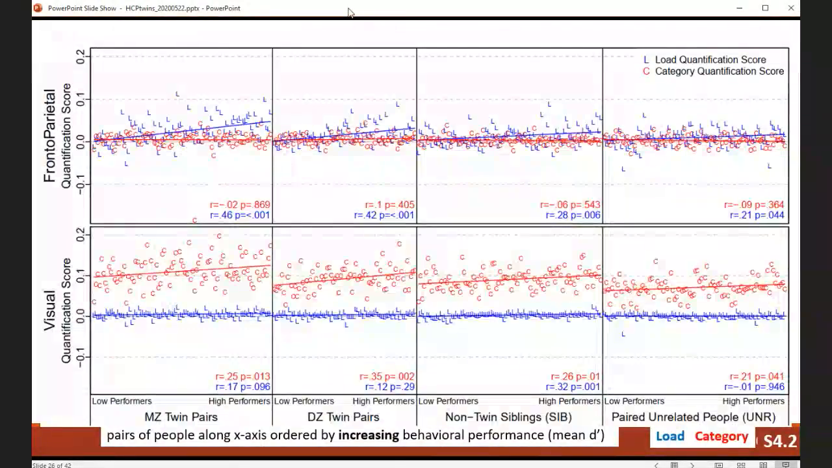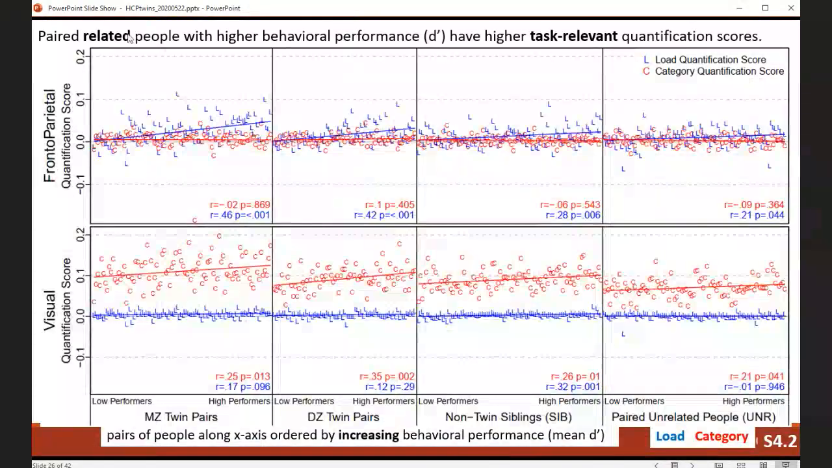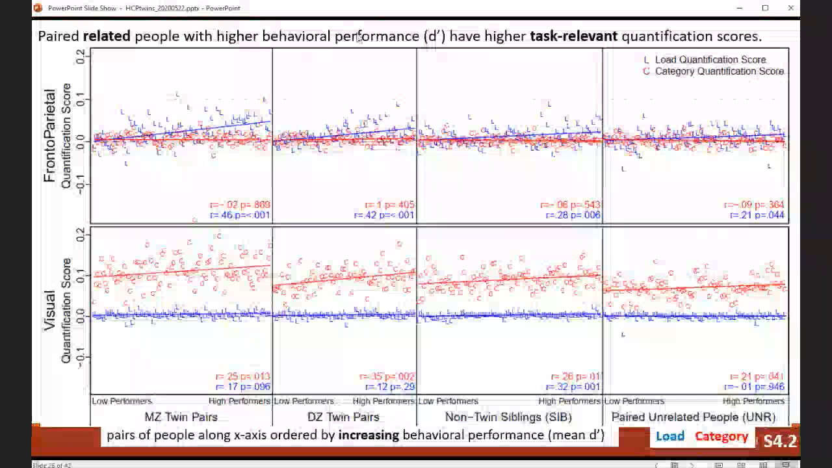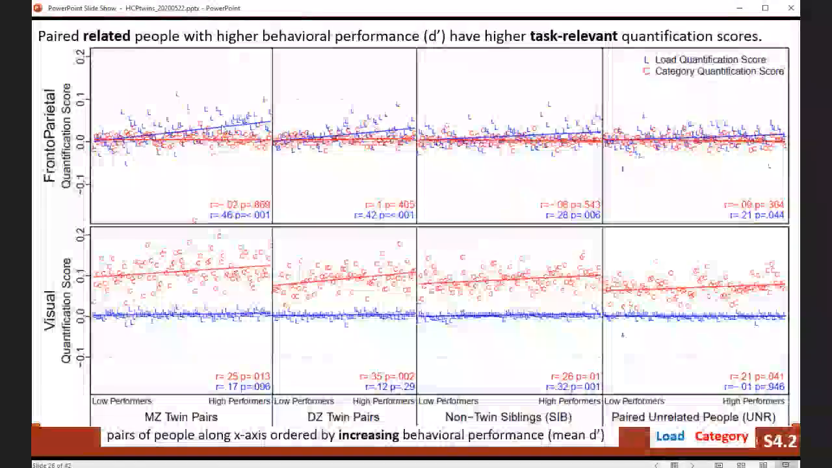I ran around showing all the grad students how this graph came out, because it's really nice that paired related people with higher behavioral performance, meaning D prime, so these high performers are on the right, have these higher task relevant quantification scores.